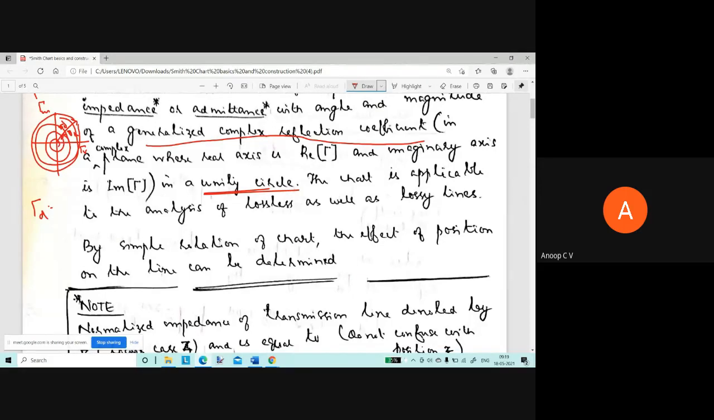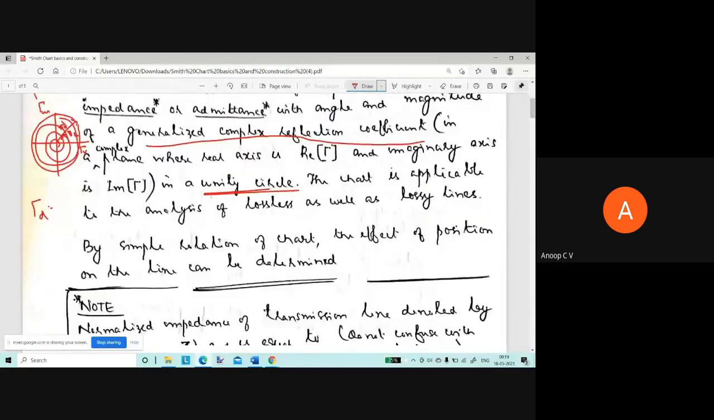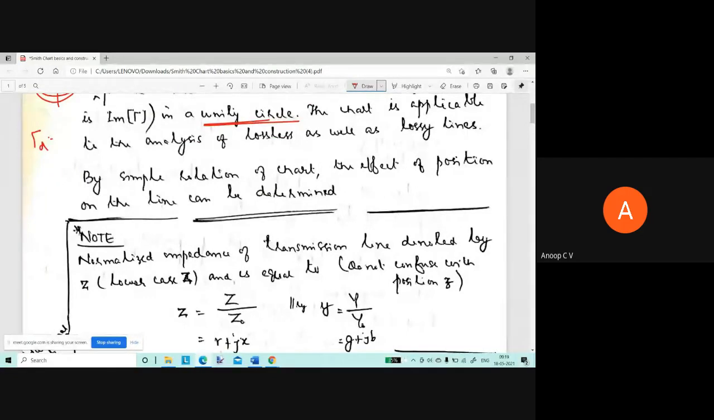And the Smith chart, I told you, is a plot of normalized impedance or admittance with the angle and magnitude of the generalized complex reflection coefficient in the complex gamma plane. I know you didn't understand it in depth, but when we construct the Smith chart, you should be able to appreciate it. It is applicable for both lossless and lossy lines, but we'll be more interested in lossless or low loss lines, so things are easier there.